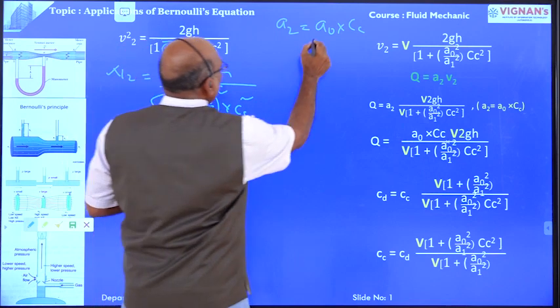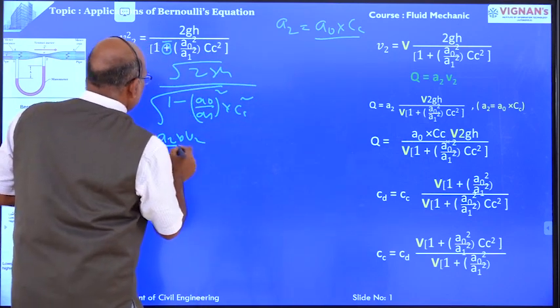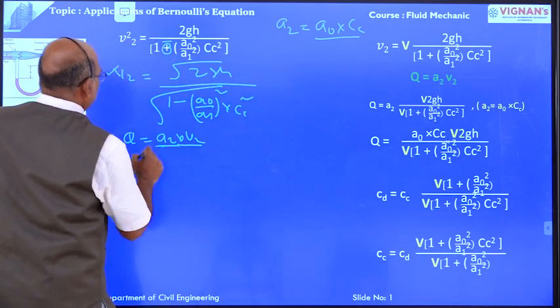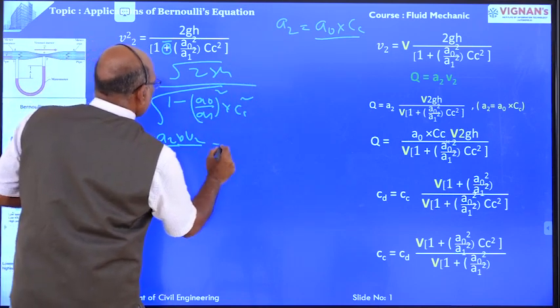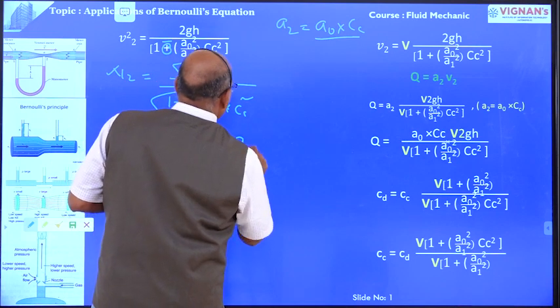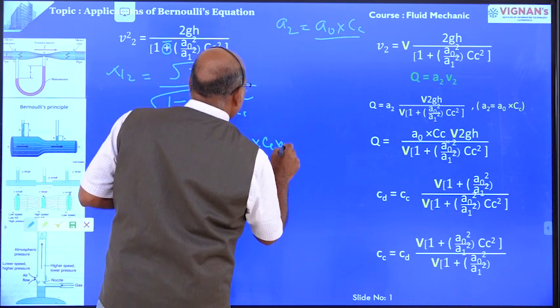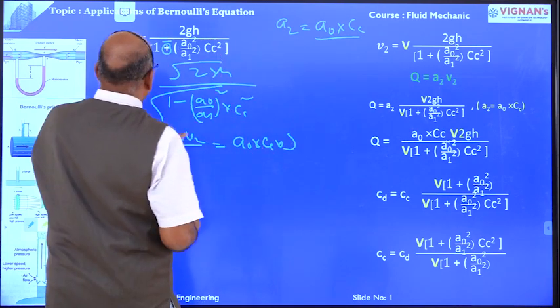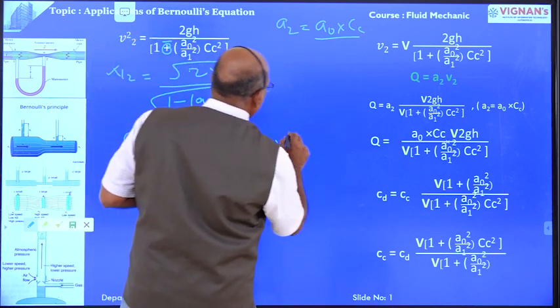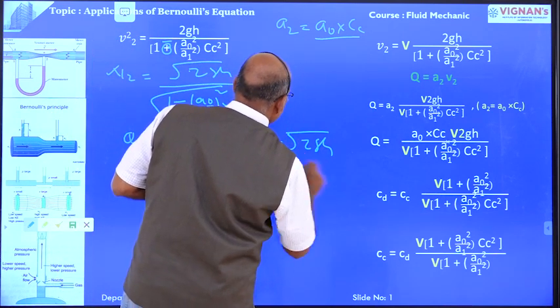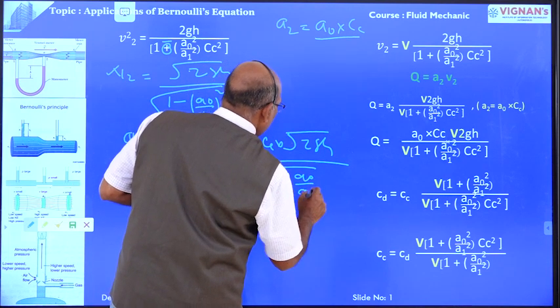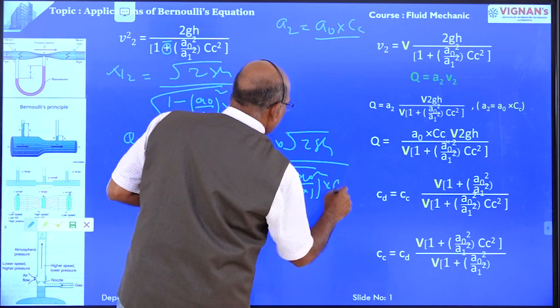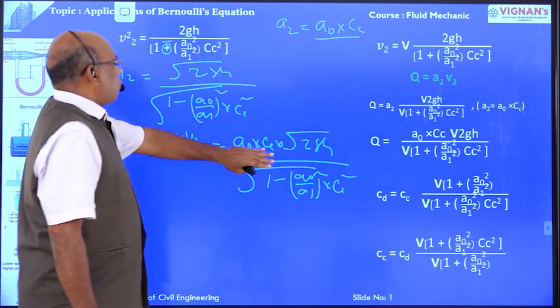Now we are going to substitute this value here, divided by A1. This is equal to A0 into CC into V2. The V2 value is root 2GH divided by square root of 1 minus (A0 divided by A1) square into CC square. This is the relation we have.